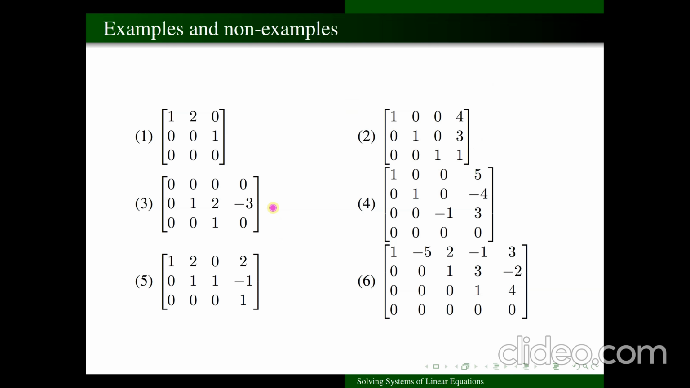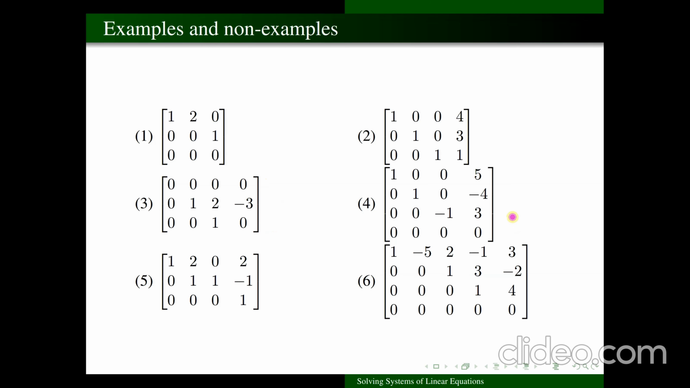Matrix 3 is an example of a matrix that is not in reduced row echelon form because it fails the first condition, that the row consisting entirely of zeros must lie at the bottom of the matrix.